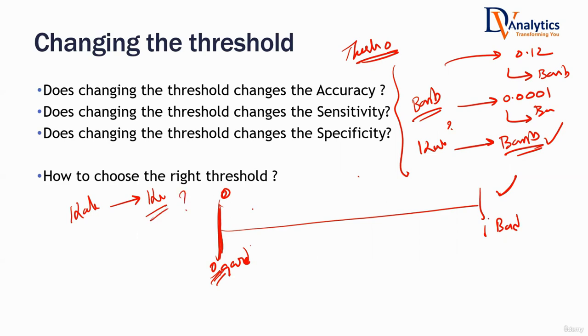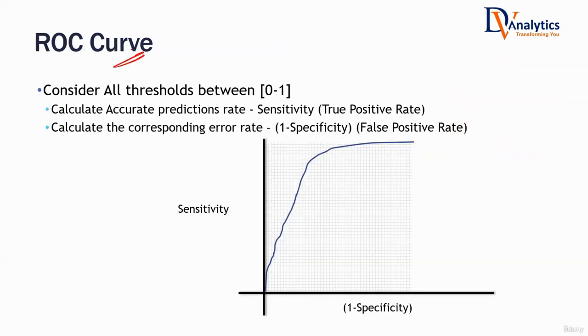No. Yes, I agree that class 1 is very important for you. Does that mean class 0 is utterly not important for you? There is some preference that should be given to class 0, isn't it? Higher weightage should be given to class 1. So how do you decide the right threshold, 0.2 or 0.25 or 0.3? That can be done by using the ROC curve.